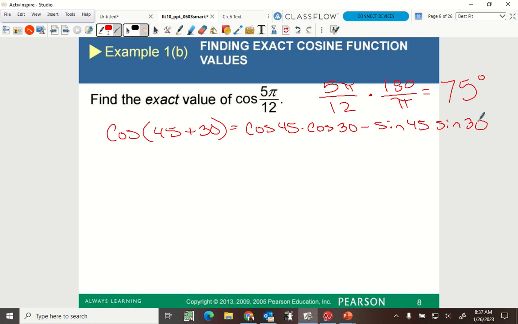Now, before I go through and do this, I want you to fill in the values. Fill in the values: cosine 45, cosine 30. Fill in all those. And as I go over it, we'll verify that your stuff is right.